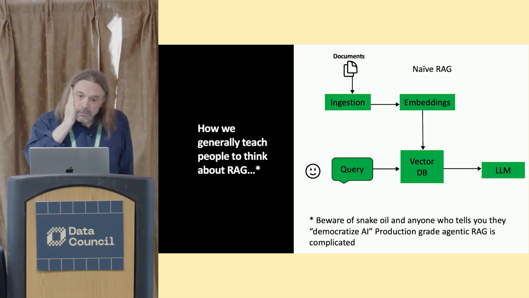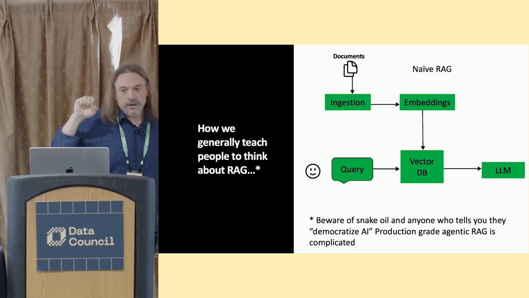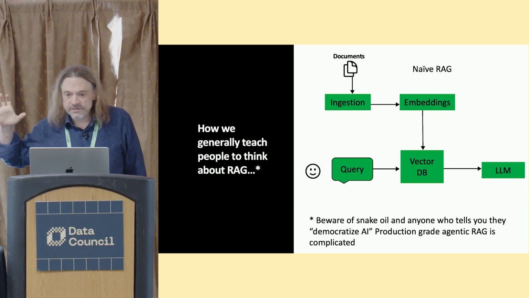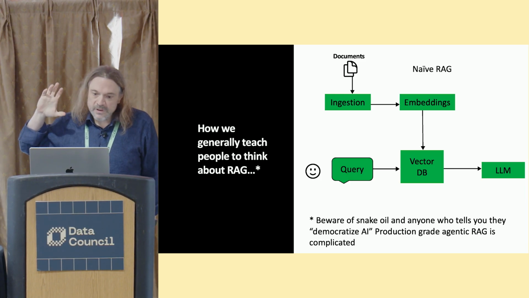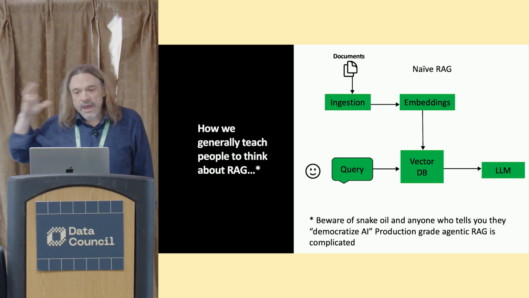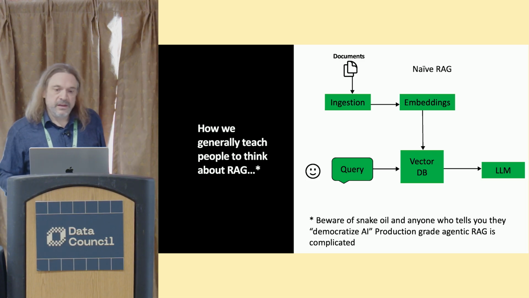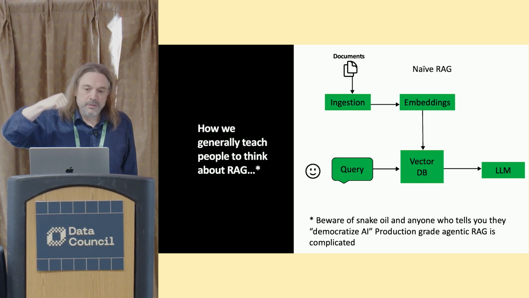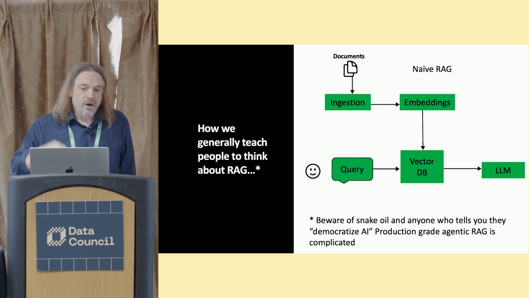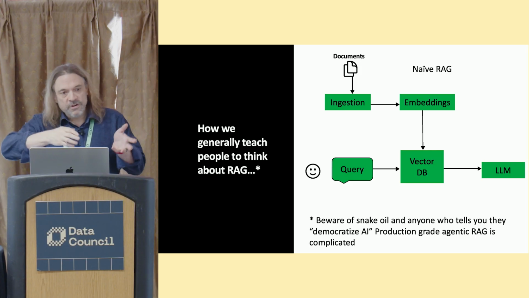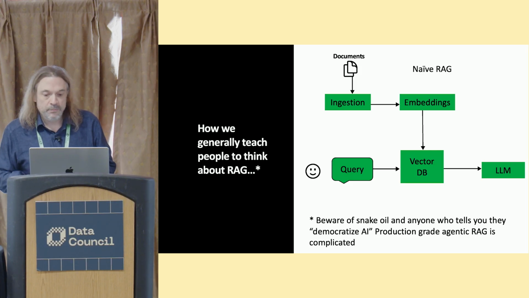So the first thing I wanted to talk about is to dispel notions of naive RAG. The way we talk about RAG generally is we have a corpus of documents or a database, support tickets, whatever it is. We ingest them, we use some embeddings models, we throw them in a vector database, and then users are going to query the vector database. We'll get some similarity results. We'll use that for context and throw it in an LLM.